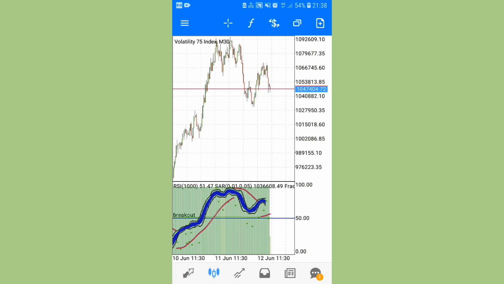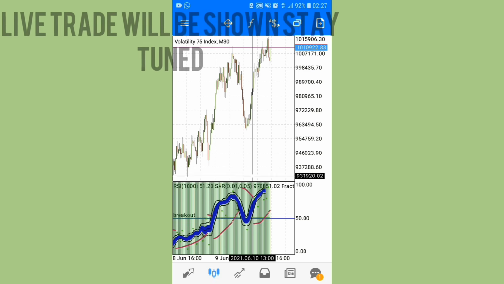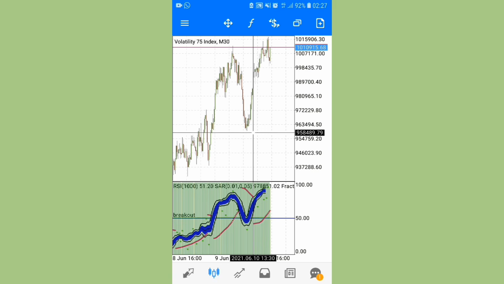Now let us get to the awesome part. How should you use this strategy to have winning trades consistently? This strategy has rules. For volatility 75, rule number 1: it is applied on a time frame of 30 minutes. Rule number 2: we use volatility 75 only for swing trades.